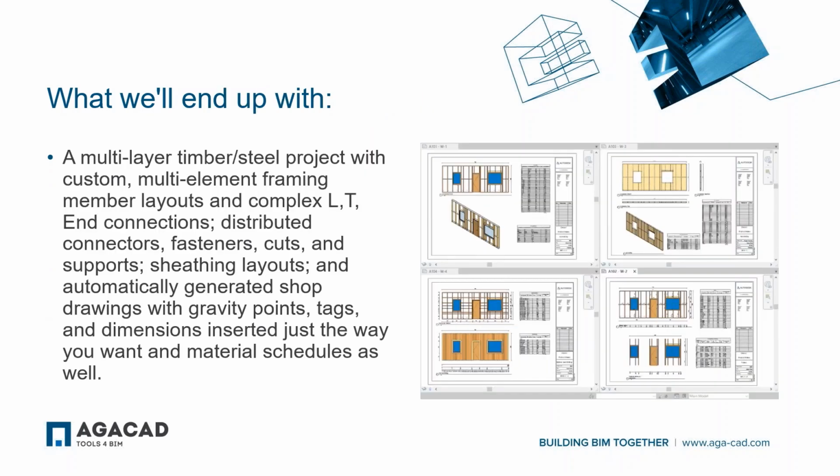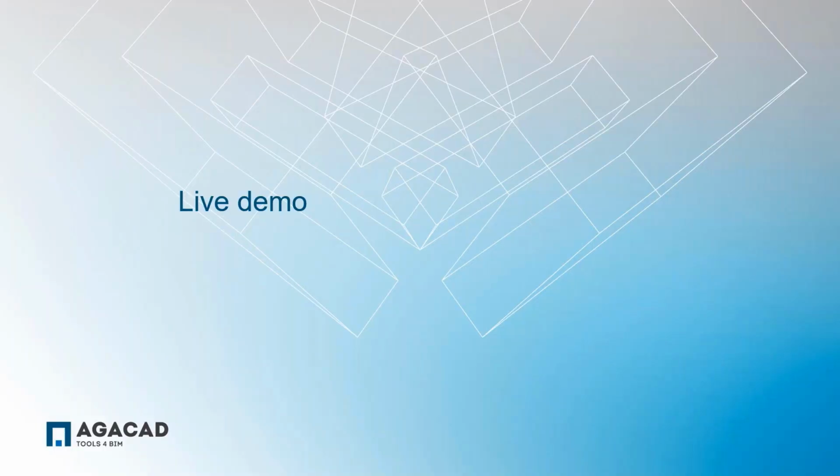As a result, you'll see a multi-layered timber and steel project with custom multi-element framing member layouts and complex L, T, and M connections, distributed connectors, fasteners, cuts and supports, sheeting layouts, and automatically generated shop drawings with gravity points, tags, and dimensions inserted automatically, also material schedules. So now let's go into the live demonstration.